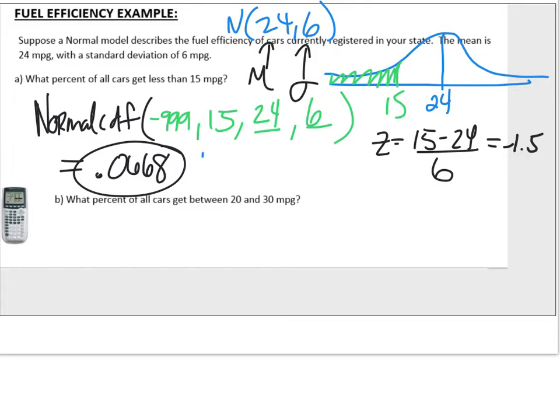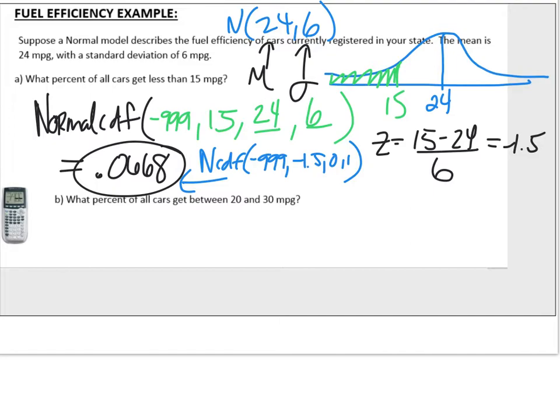You would still keep the normal CDF, and I'm just going to abbreviate there, do negative 999, I'd put negative 1.5, and you do 0 and 1. If you go ahead and try that, you're going to see that you get exactly the same answer. So just know there's two approaches to doing these probability questions. Personally, for this scenario, I'm going to take the easiest, and I'm just going to keep it with its raw data and use 24 and 6.